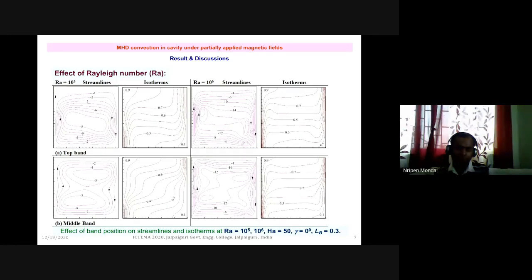Now, when the magnetic field is placed about the middle portion, that means for the fixed length of 0.3, we can see the flow circulation is distorted, and separation can be seen. That means in the upper portion there is one circulation cell, and in the bottom portion another circulation cell. This happens due to the partially active magnetic field. When Rayleigh number increases from 10 to the power 5 to 10 to the power 6, we can see the streamlines distorted mildly, and the isotherms are also distorted, from diagonal to horizontal.